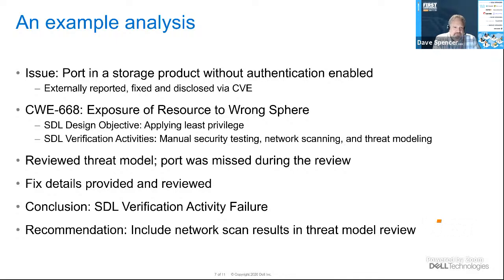So as we talked about, we have to bucketize that issue. What did we actually do wrong here? And here, as an effort to do that, we looked at the CWE. So we assigned it a common weakness enumeration, CWE-668, exposure of resource to the wrong sphere. And from that, we could look up in our mapping table and say, hey, this team, there was a design objective in our SDL standards that says you're supposed to be applying least privilege. And then there are some verification activities that we recommend you do, some tests that we recommend you run to verify that you have actually applied least privilege. And some of those things might be manual or external security testing. There might be some network scanning that you could do.